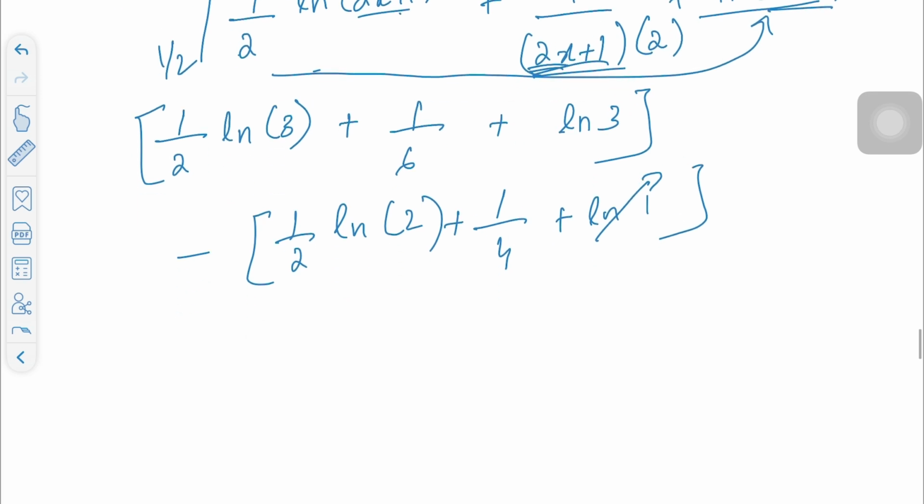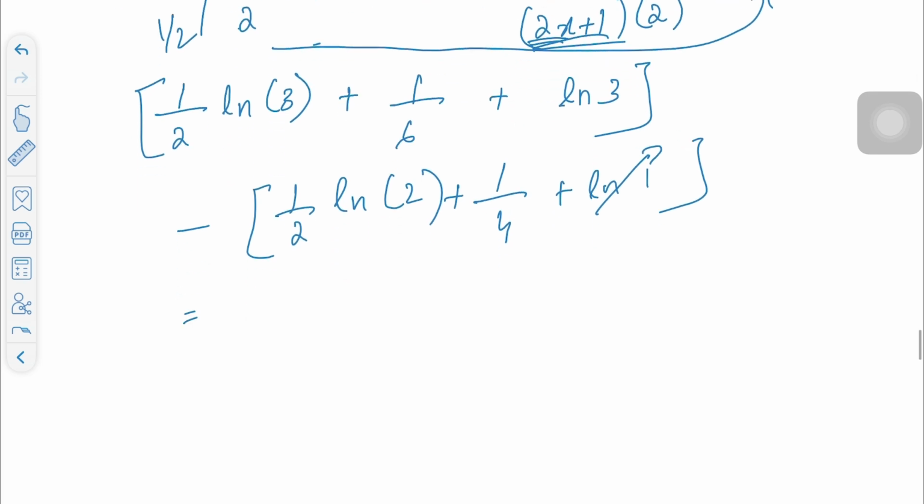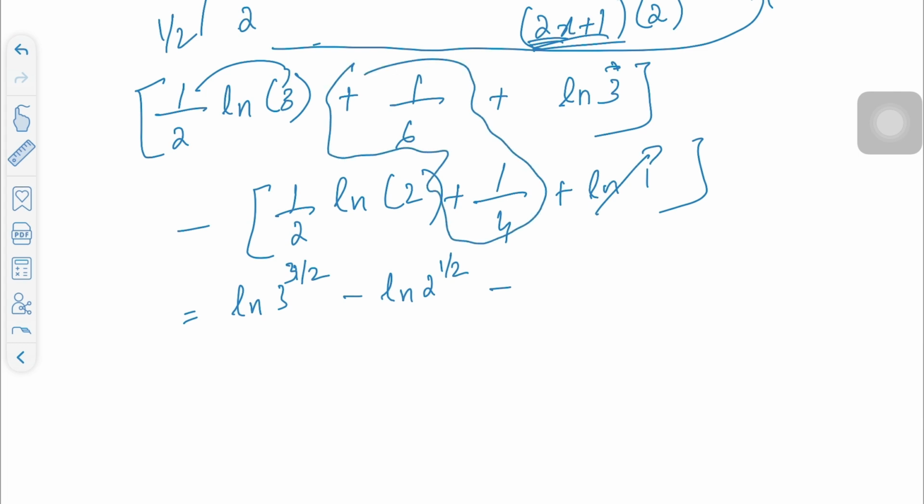Now if we solve this, we get our answer as this would go in the power, so this would be ln 3 powered 1 over 2 minus ln 2 1 over 2, and this 1 over 2 and this 1 over 2 would be added, so this would be 3 over 2 because the powers are added. So this would be negative ln 2 1 over 2, and then if we subtract 1 over 4 from 1 over 6, this would be negative 1 over 12, right?